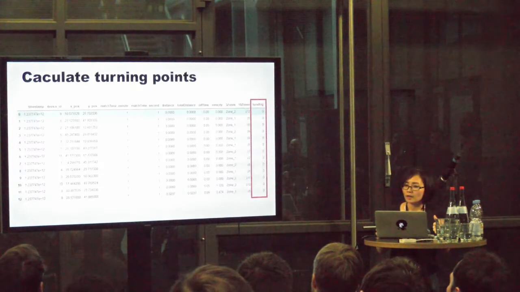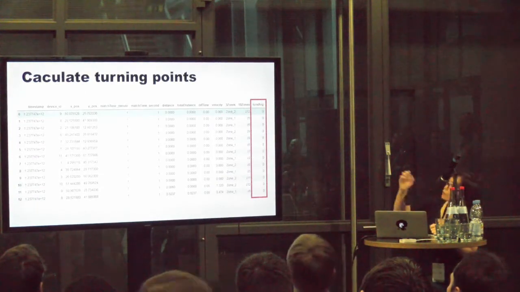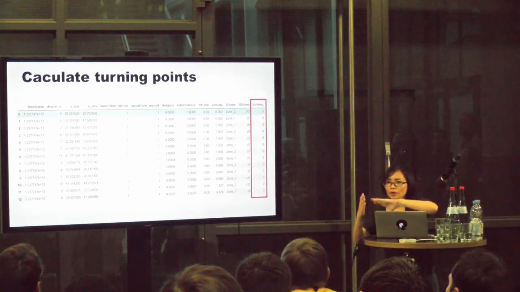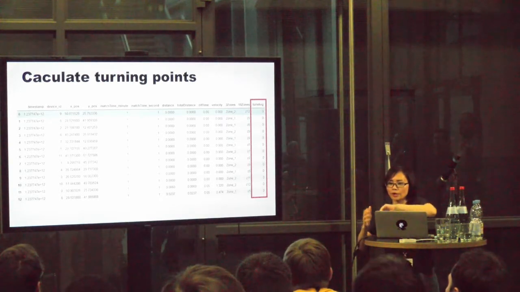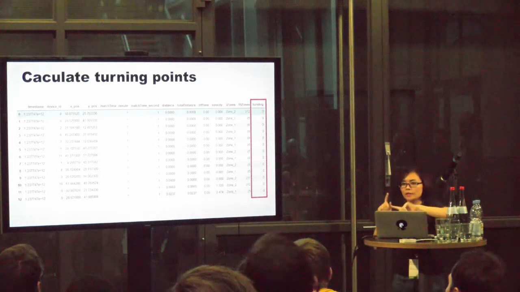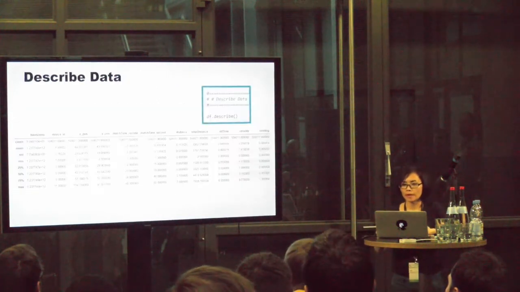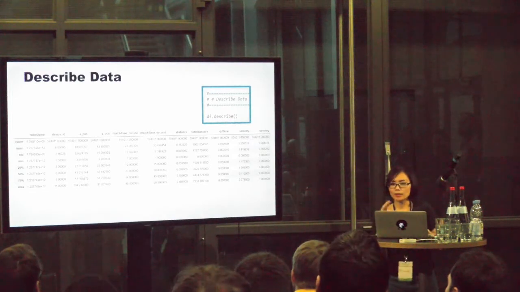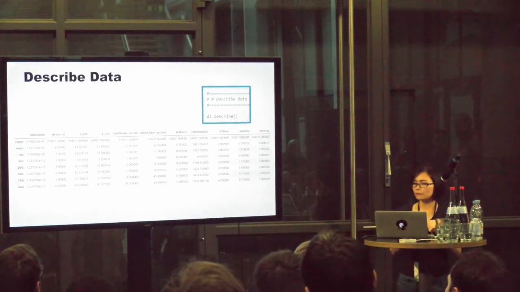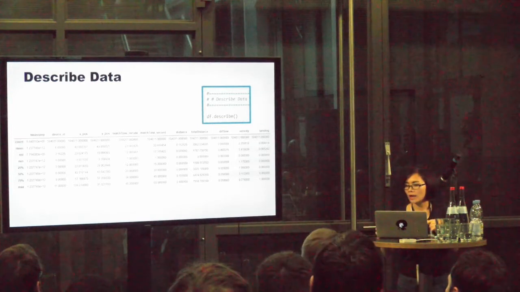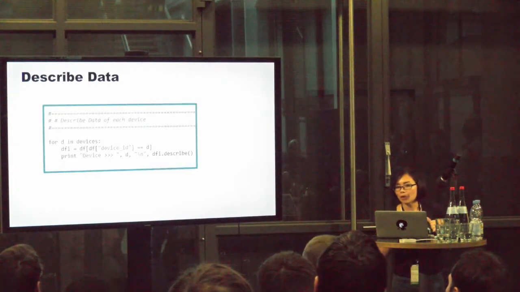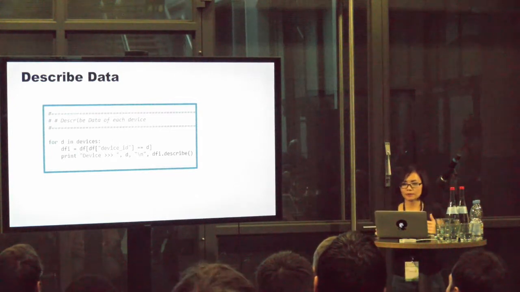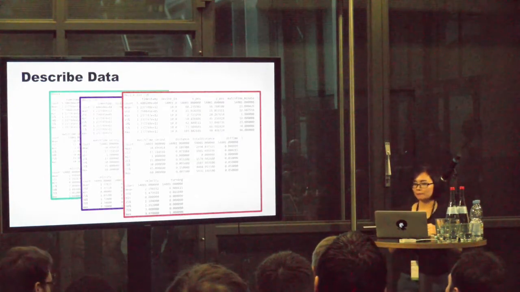And then we have one more column like turn angle. 0 means this point is not a turning point, and 1 means this point is a turning point. And before we visualize the data, we need to summarize the information of all the data that we have, and also summarize all the information that we have from each device.